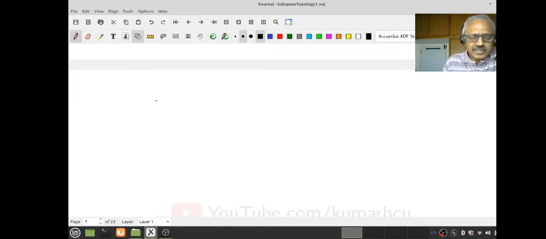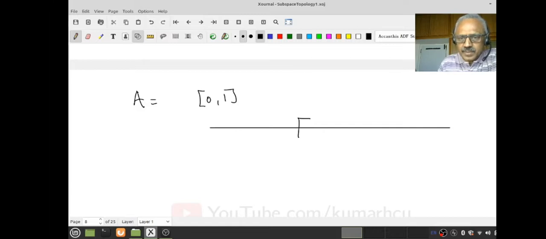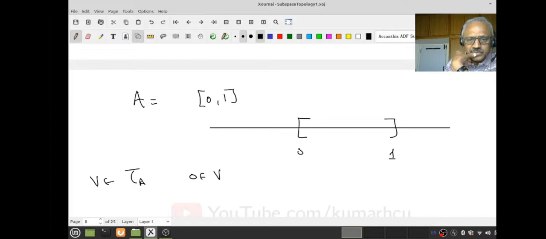Now let's look at another example. Okay, suppose I take A equal to, let's say, the interval [0, 1]. So this is my 0, this is my 1. Now let's look at what are the sets in tau A. Suppose V belongs to tau A and 0 belongs to V. Okay, I want a description of V. Again, what am I looking at? I am trying to find this, example 2.